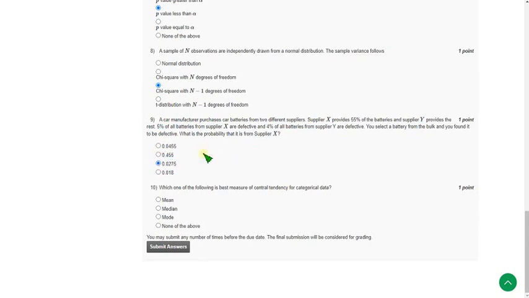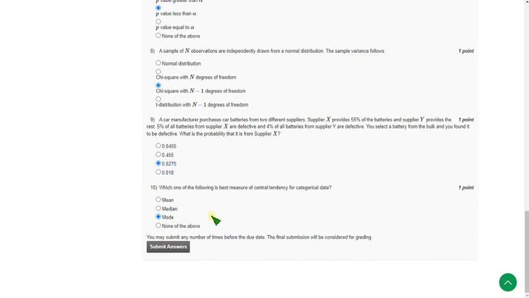And moving on to the 10th one, which one of the following is the best measure of central tendency for categorical data? For categorical data, the only possible measure is mode. So the third option, mode, is the answer.